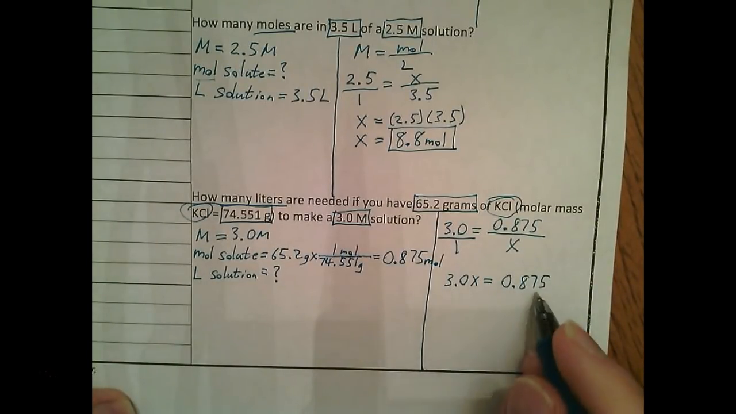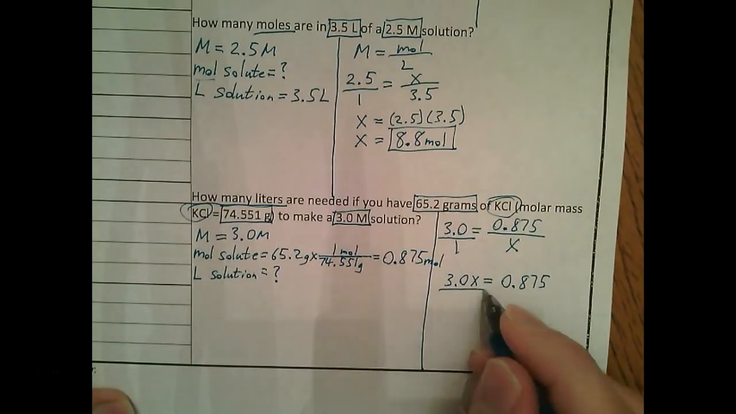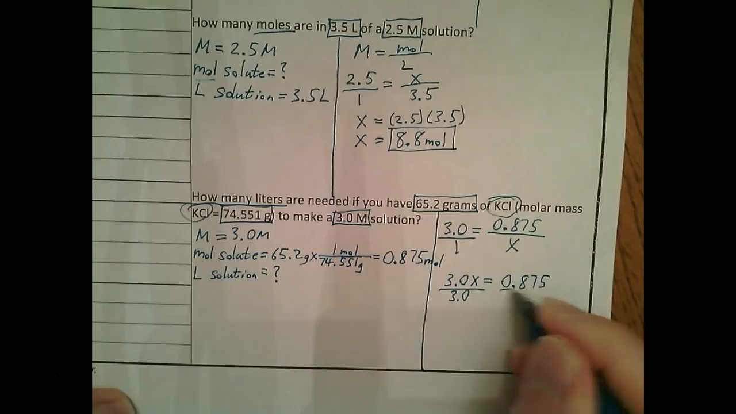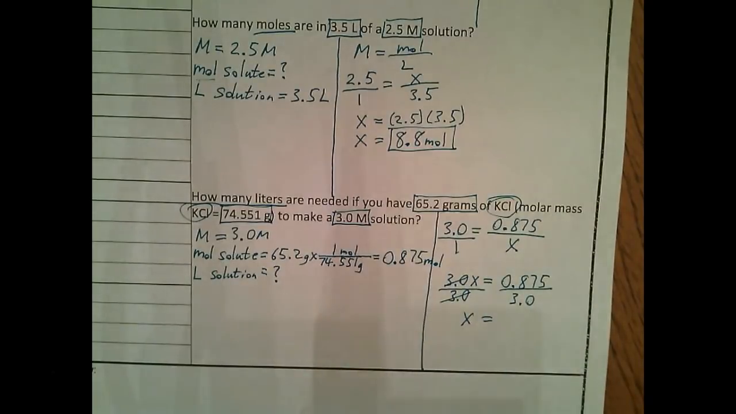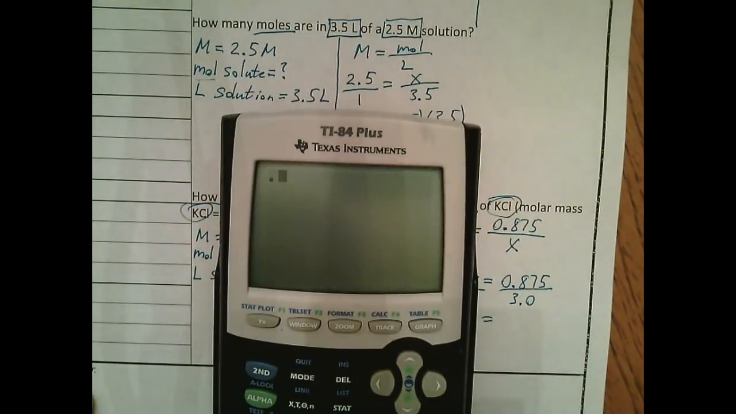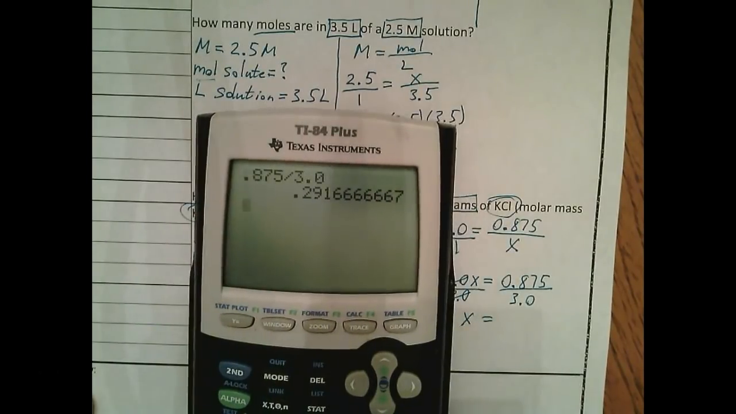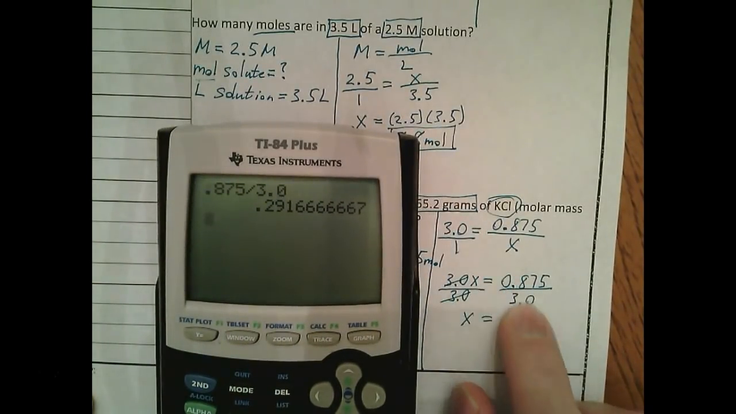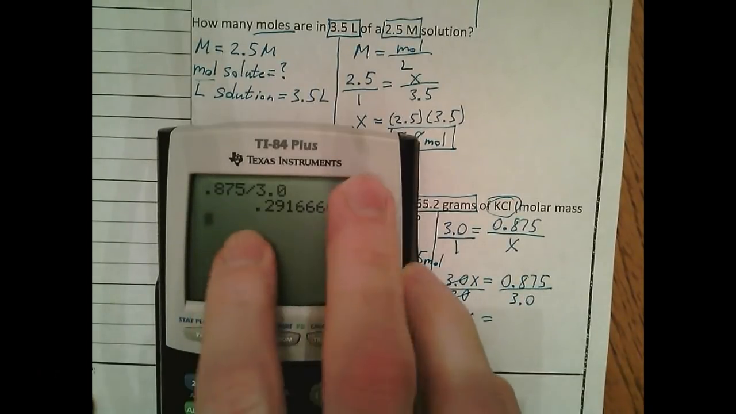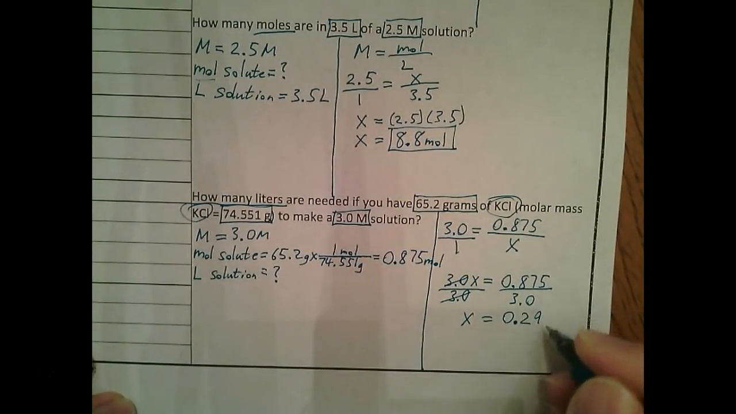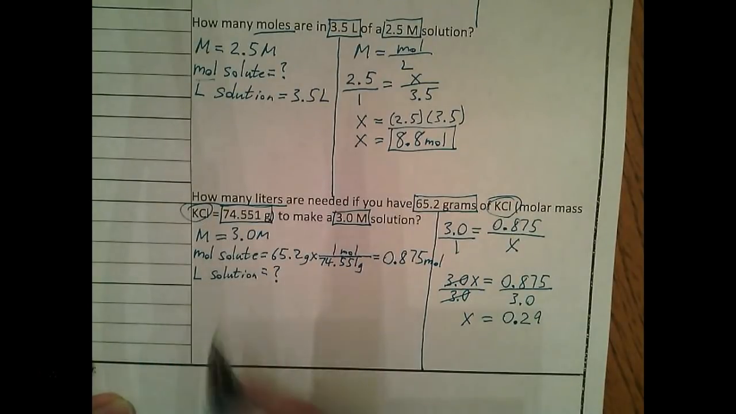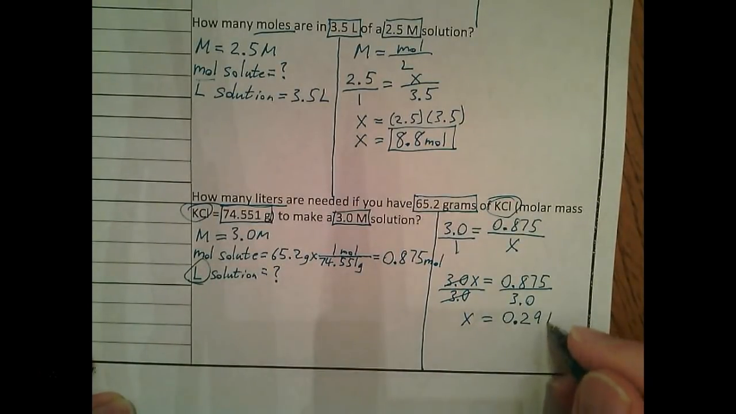Then I want to divide by 3 to get rid of the 3. Get X by itself and solve for it. I need to do that on both sides. So X equals, and then we'll solve that. 0.875 over 3.0. 0.29166 repeating, so I want how many sig figs here? 0.2, so it's going to be 0.29. And my units, go back to this to remind yourself what units are. They're liters, 0.29 liters.